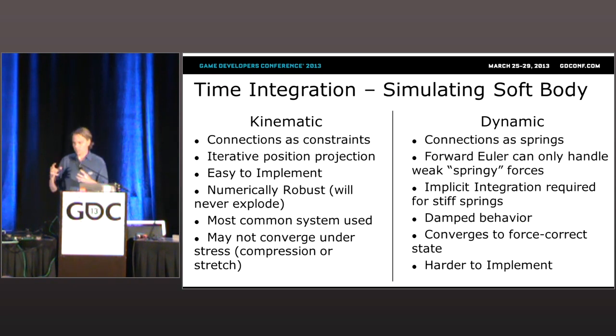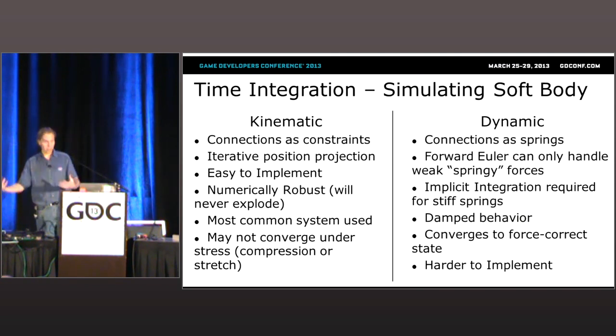The only caveat is that because of the way you're implementing it, if you have things under a true stress, either compression or stretch, are they guaranteed to converge to some sort of force-correct state? I'm sure there are implementations where people have figured out how to do that, but the alternative is to use a dynamic approach to solving cloth.